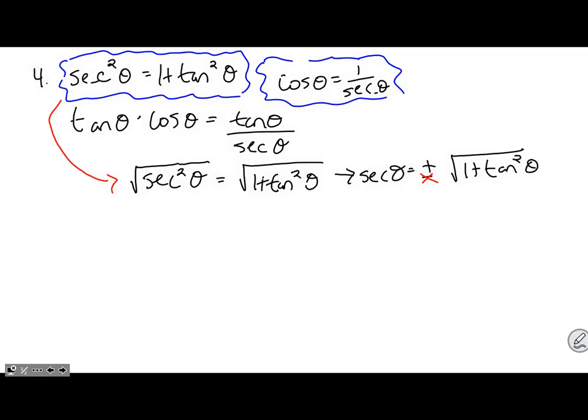So we are just going to use secant of theta equals the square root of 1 plus tangent squared theta. That allows us to finally rewrite our expression: tangent of theta over secant theta equals tangent of theta, which stays, over the square root of 1 plus tan squared theta, replacing secant theta with the right-hand side.